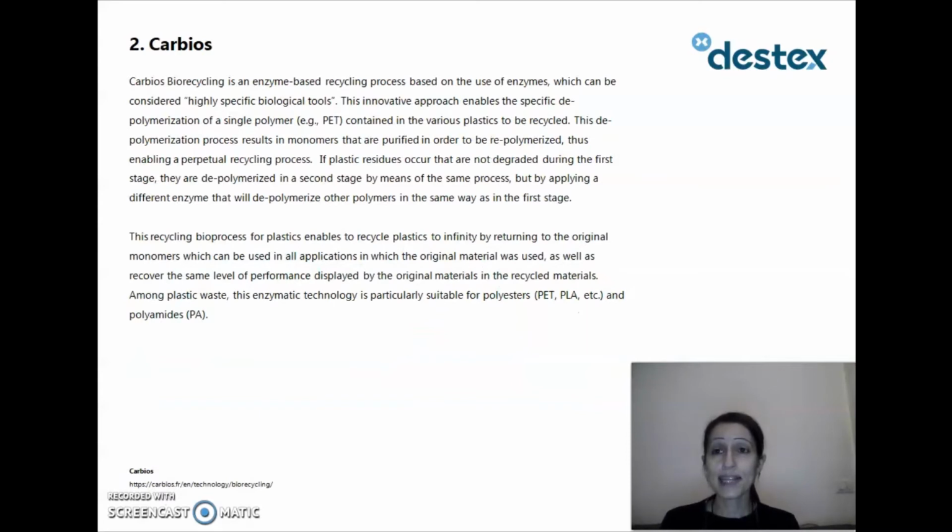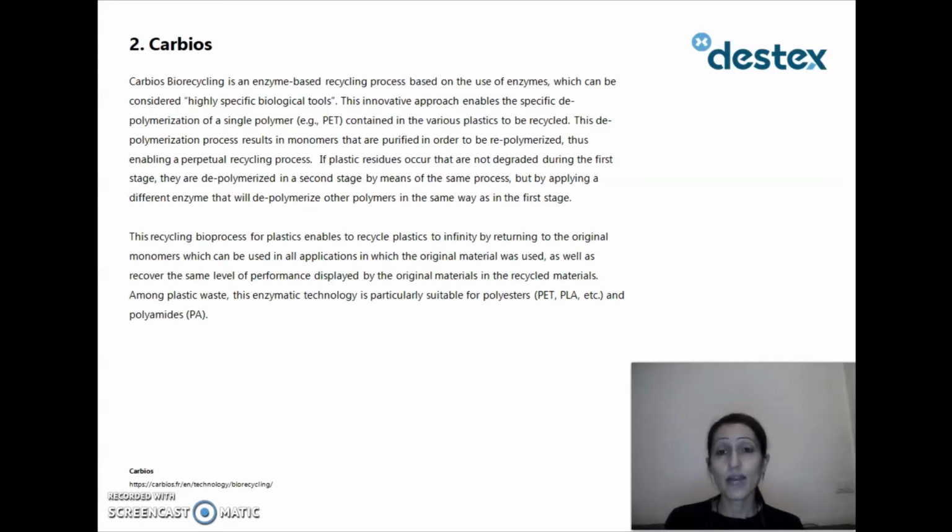Our next case study is an enzyme-based recycling process based on the use of enzymes, which can be considered highly specific biological tools as defined by the manufacturing company. This innovative approach enables the specific depolymerization of a single polymer, for example PET, contained in the various plastics to be recycled. This process results in monomers that are purified in order to be repolymerized, thus enabling a perpetual recycling process.